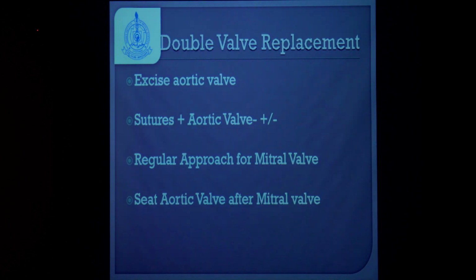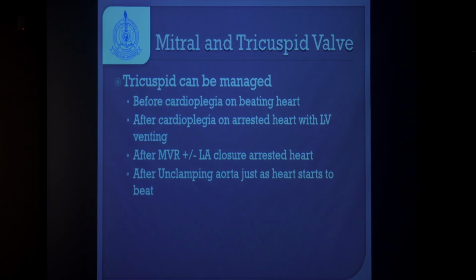Okay. A few special situations. How do we approach the mitral valve in case of a double valve replacement, that is, an aortic valve and a mitral valve? What do we do in case of a mitral valve with a tricuspid valve? The tricuspid valve can be managed before cardioplegia on a beating heart, after cardioplegia on an arrested heart with LV venting, after the mitral valve replacement and plus or minus the LA closure on an arrested heart, or it can be managed after closing the LA, unclamping the heart, just as the heart starts to beat.